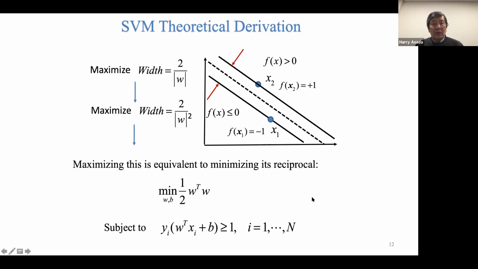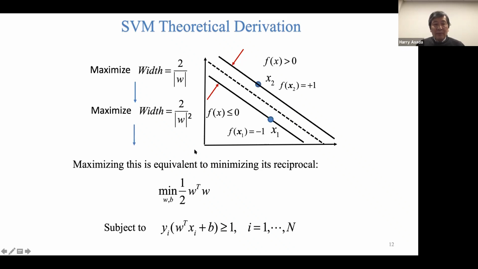Okay, now what we need to do is to maximize this width, 2 over W, which is equivalent to maximizing 2 over W square. This can be represented as the inner product, W transpose W. Maximizing this is to minimize the reciprocal. So W transpose W is actually the norm. If you minimize this, you can maximize this width and best separate these two classes.